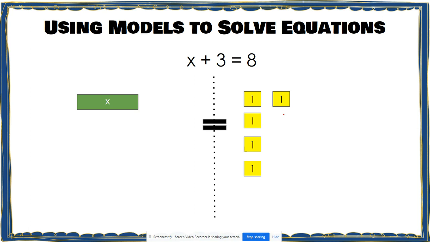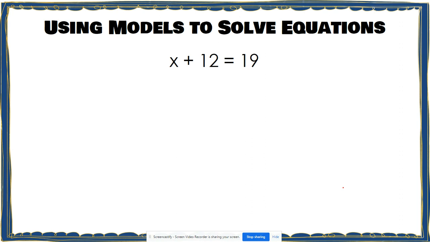Now what I see is that I'm left with x by itself, and now I know that x is equal to, and I have 5 of my ones here. So the value of x is that x equals 5.